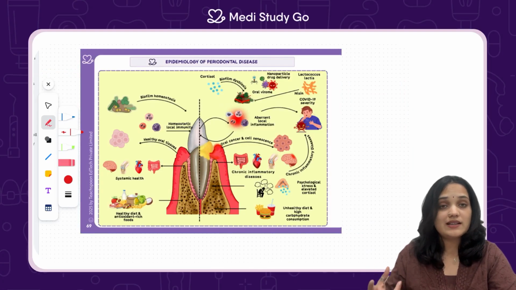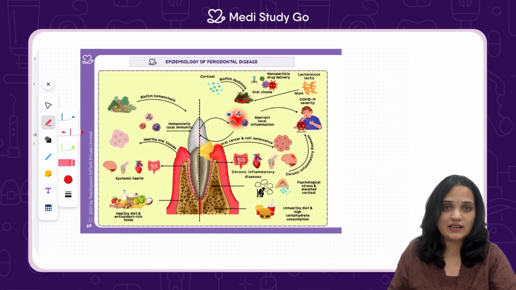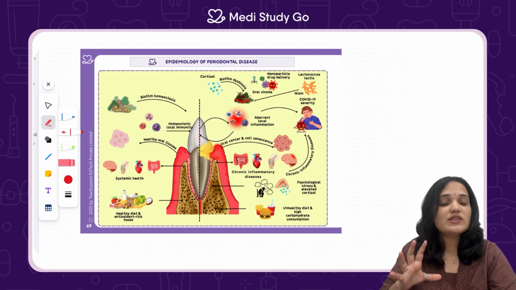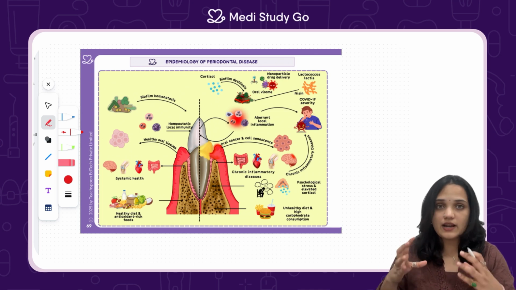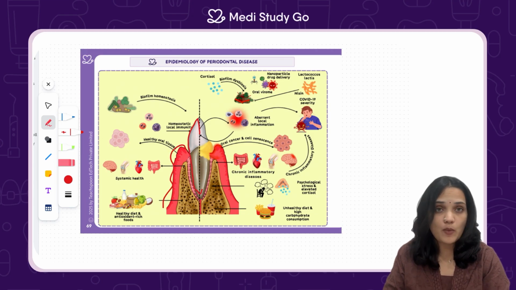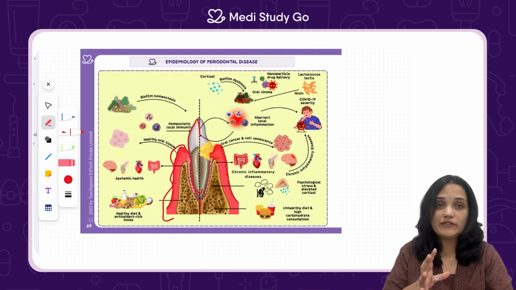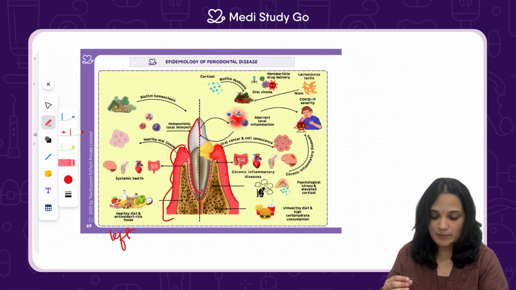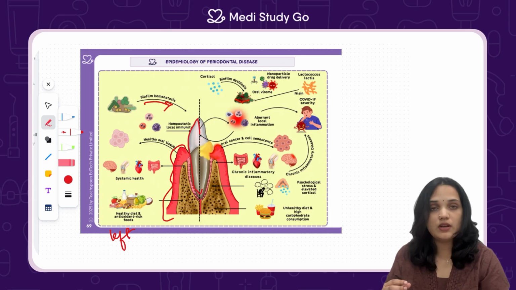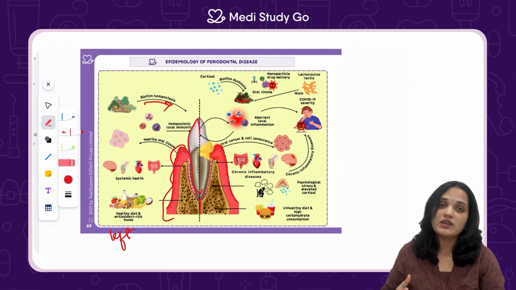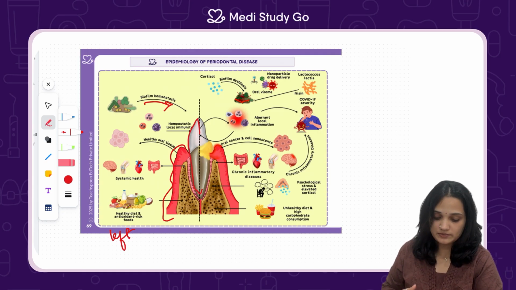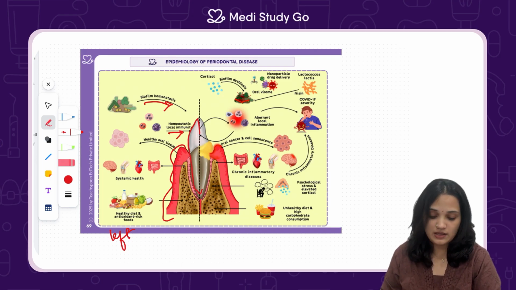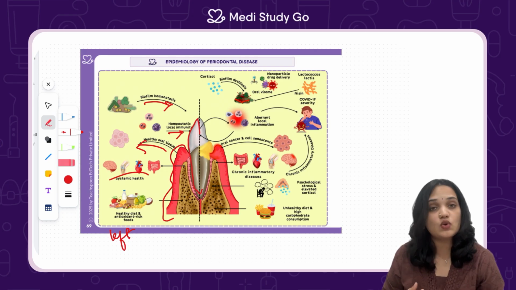Now, let's understand this big diagram here. This diagram just puts everything together. We'll take a second and look at the center of it. This is your tooth and the supporting structures. Now, when we look at the left side, everything is in balance. There is a biofilm and the local immunity is stable and the tissues are healthy, and overall the body is also healthy. The systemic health is good.